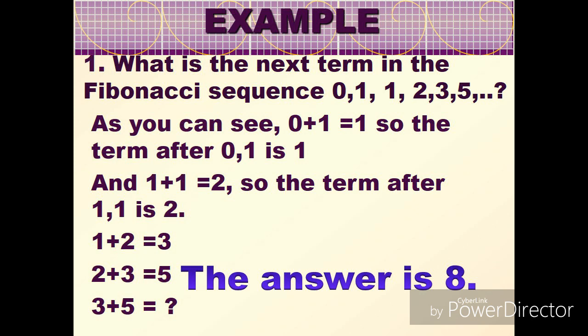As you can see, 0 plus 1 equals 1. So the term after 0 and 1 is 1. And 1 plus 1 equals 2. So the term after 1 and 1 is 2. Then next, 1 plus 2 equals 3. 2 plus 3 equals 5. 3 plus 5 equals 8. Therefore, the next term after 5 is 8.